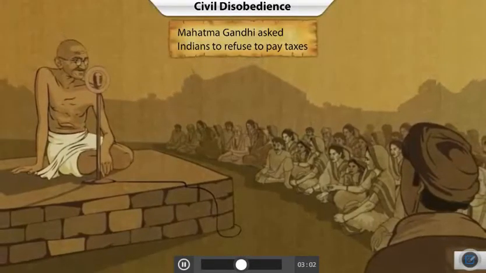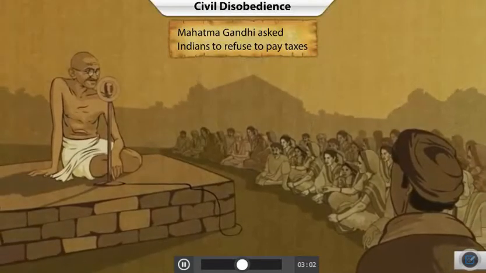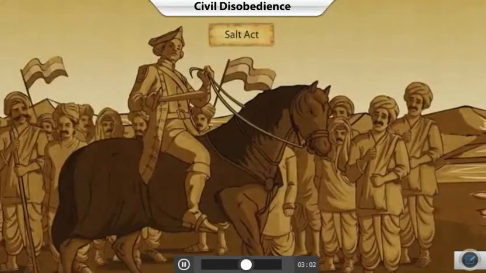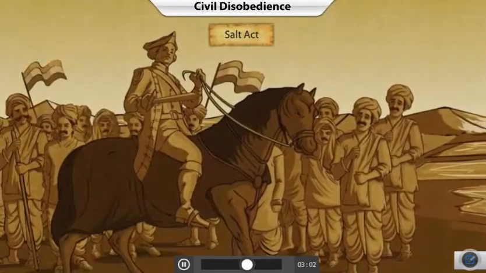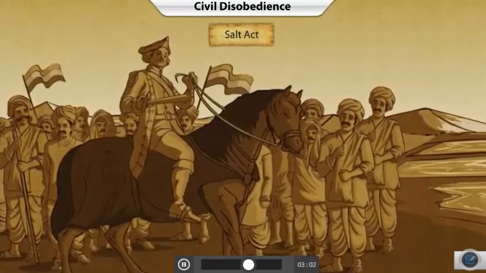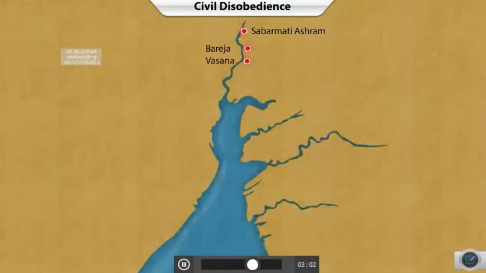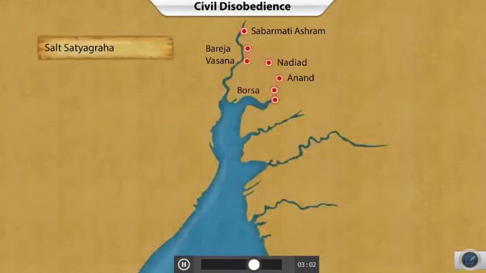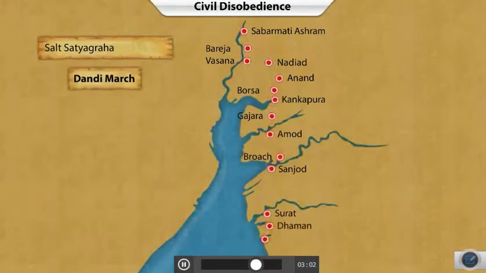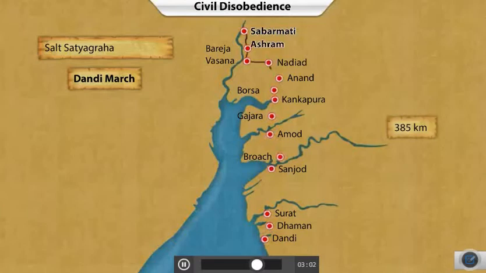Mahatma Gandhi asked Indians to refuse to pay taxes to the British government, especially the unfair tax on salt. Under the Salt Act, Indians were not allowed to make salt from the seawater. Salt making was strictly under the control of the British. Mahatma Gandhi organized the historic Salt Satyagraha movement. Along with 78 followers, he marched 385 kilometers from Sabarmati Ashram to Dandi on the seashore.